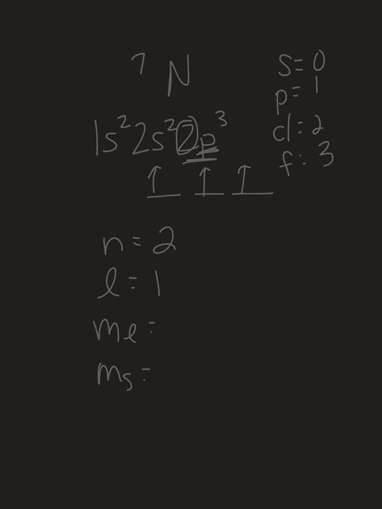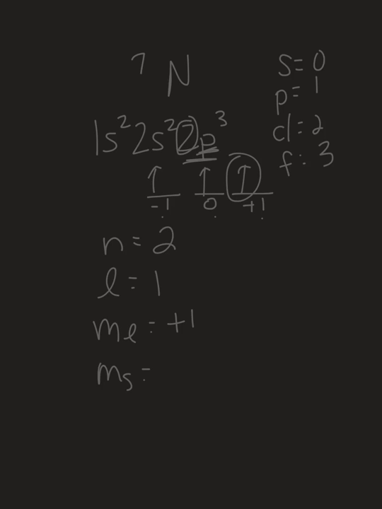Now my ML is where I've got to find that pattern. So I've got 3 different orbitals right here. So that means the middle one is going to be 0. This is -1. This is +1. But remember, I'm always focused on that last electron that's placed in the orbital. So it's that one right there that I've circled, and that's a +1. So the answer here is +1.